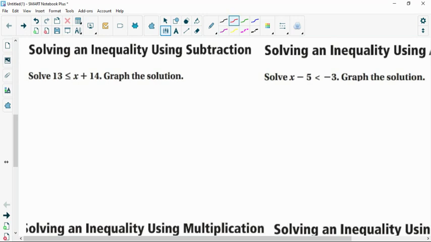Let's start with 13 is less than or equal to x plus 14. It says x plus 14, but I want to get x by itself, so I will subtract 14 on either side. Leaving me with an x on the left. Don't forget to bring down your less than or equal to. And then 13 minus 14 is negative 1.